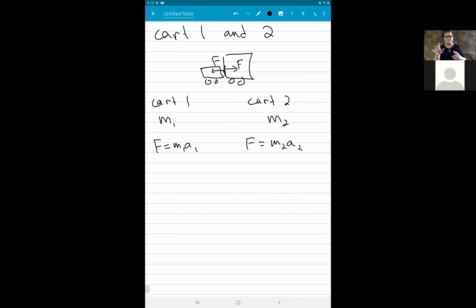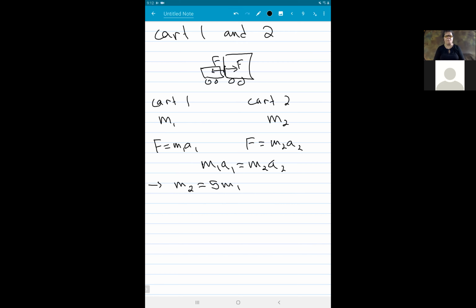So we know that m2, well, hold on, let's just go ahead. So, okay, both these F's equal each other, so we can set these equations equal. So m1 a1 equals m2 a2. And then I'm going to go ahead and say, well, what do we know? We know that mass of 2 is equal to 5 times the mass of 1, right? And so go ahead and substitute that in there.